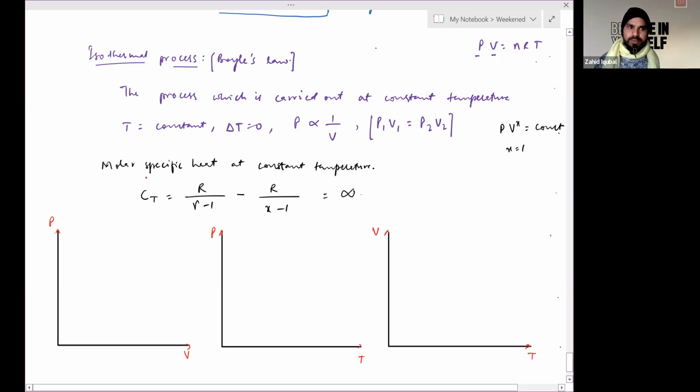Since pressure is inversely proportional to volume, the graph will be a rectangular hyperbola like this, along this direction. So in this part, pressure is decreasing and volume is increasing. In the second part, temperature is constant, so the graph will be a straight line and pressure will be decreasing. In the third part, temperature is constant, so the graph will be a straight line, but in this part volume will be increasing.